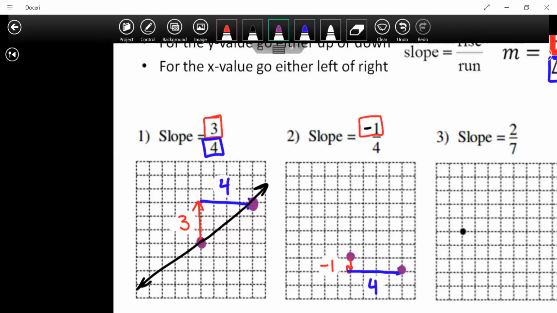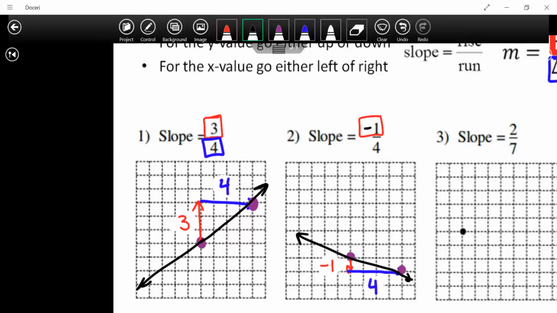Okay, here we go. If you look at it, it should make sense. Look at your first slope. Is 3/4 positive or negative? So therefore, it's going up, positive. Look at the negative slope. We have -1/4. It's a negative value, so it's going down.